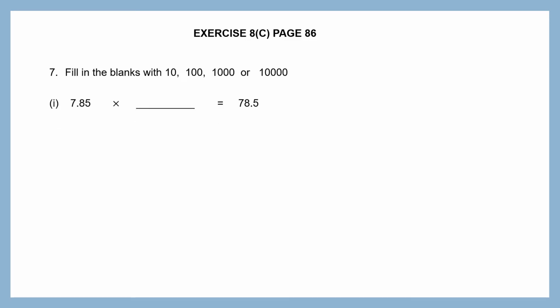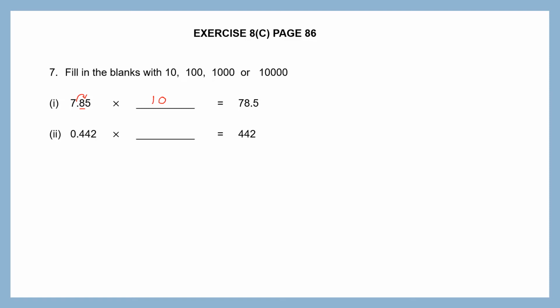Okay, now 7.85 into what will give us 78.5. That means the point has moved, isn't it? The point has moved from here and it has come here. That means it has moved one place to the right. When it moves to the right, it's multiplication. And it has moved one place, that means I need to have 1 followed by 1 0. So when you multiply 7.85 by 10, you will get 78.5.